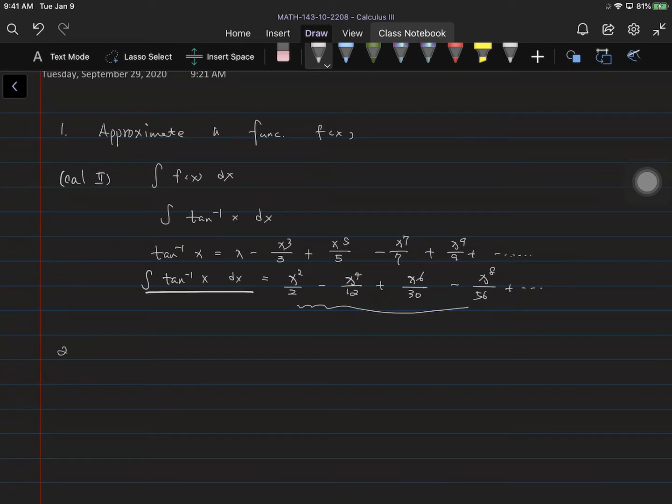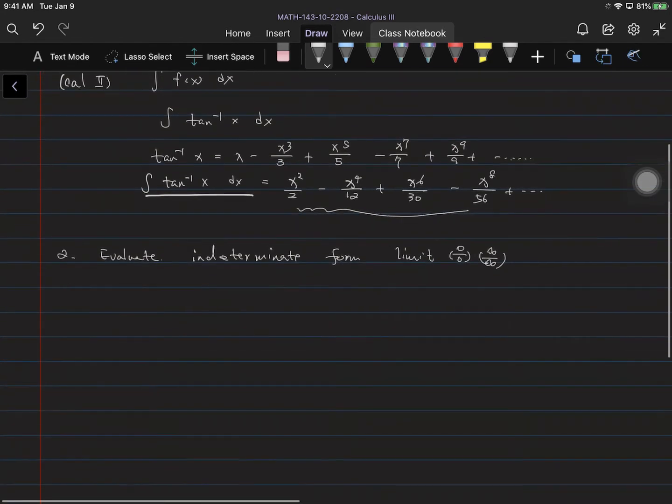And the second one, we learned this in the last section: evaluate an indeterminate form limit. So for example, 0 over 0, infinity over infinity type. Even though we can use L'Hopital's rule, sometimes Taylor may be better. Okay, we can use the Taylor function.